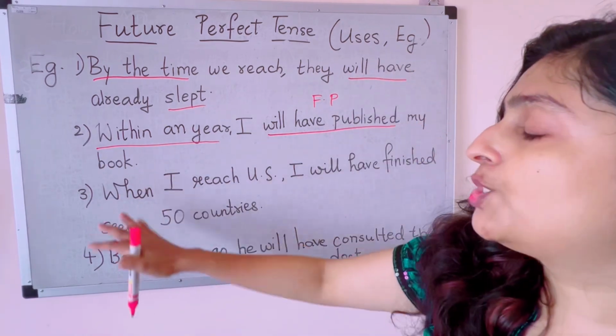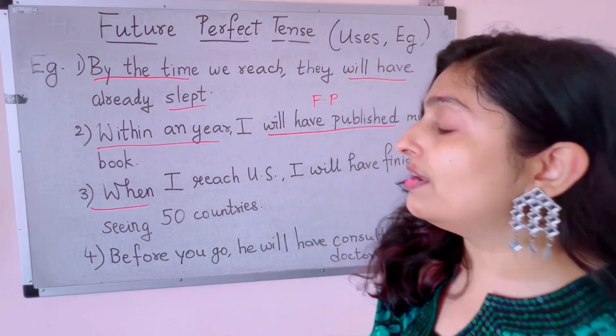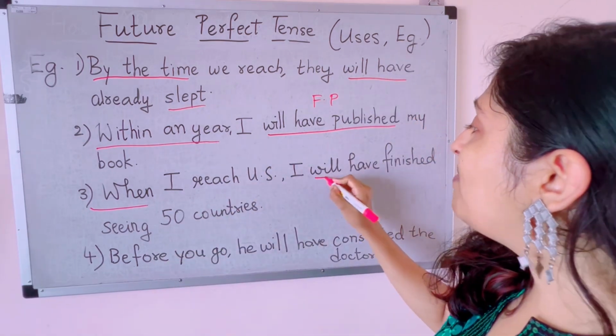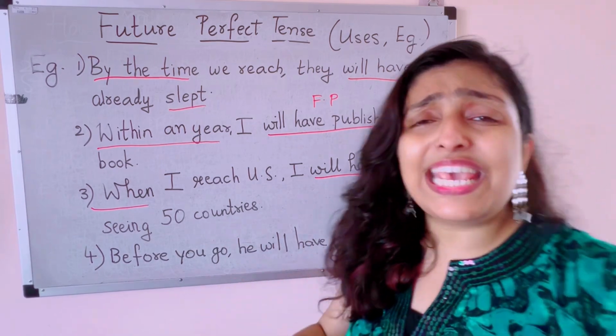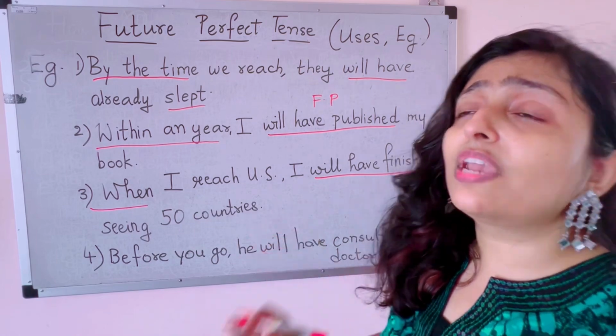Okay. Now let's look at a third example. This is again a word given in the rule number 2. When I reach US, I will have finished seeing, I will have finished visiting 50 different countries.